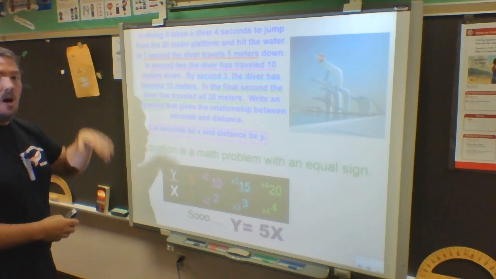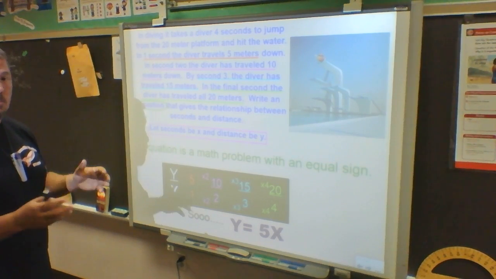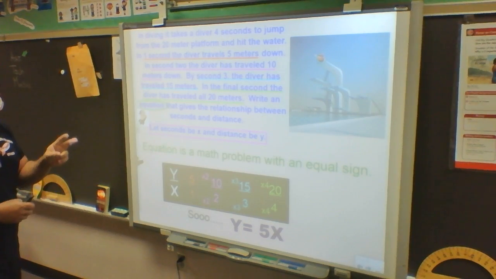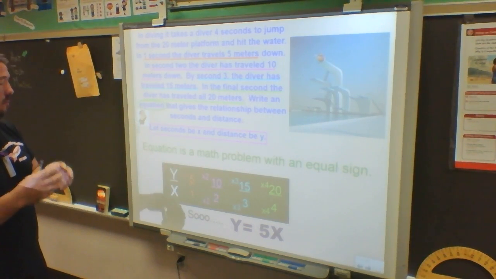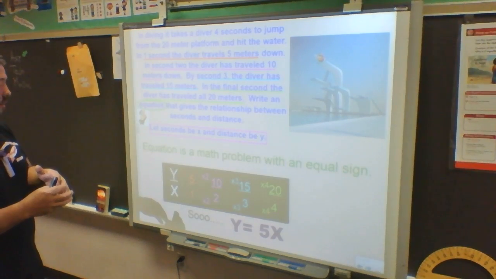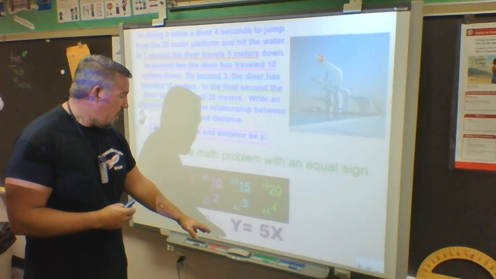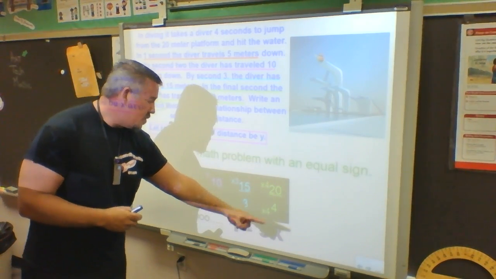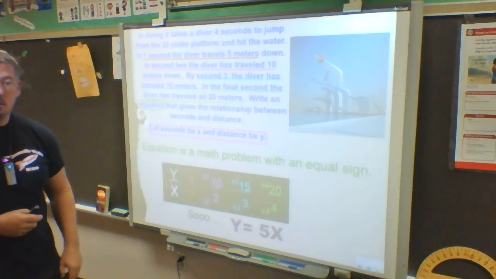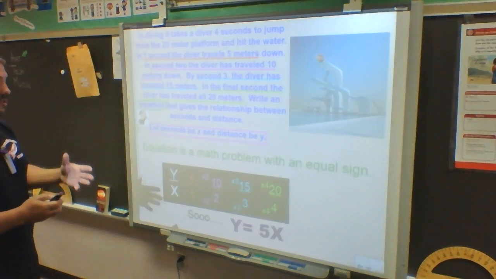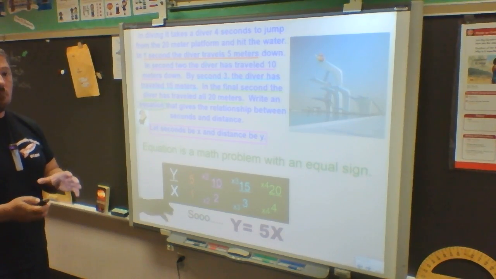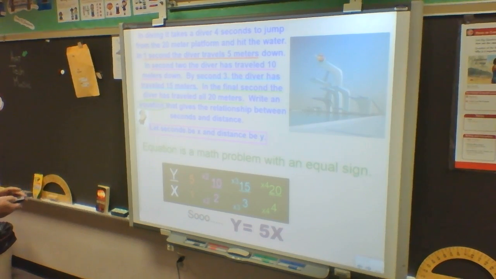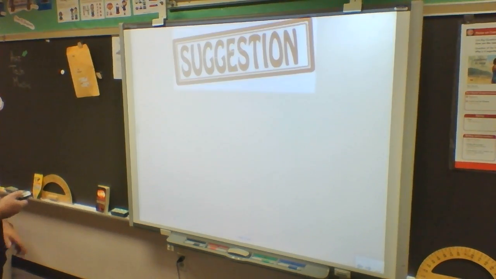So what if it was a 100-meter platform? Number 1 would be terrifying. But number 2, I could still figure it out. I know that if it was a 100-meter platform, I would be multiplying 5 times something to get 100. So I can still use that information in any kind of scenario where I'm given what my Y is equal to.